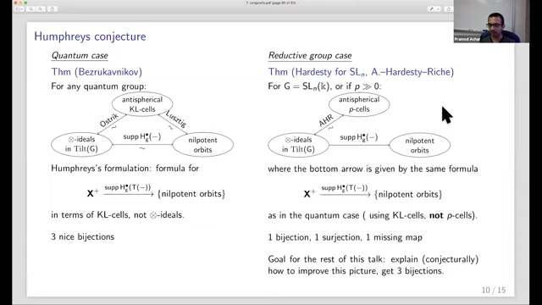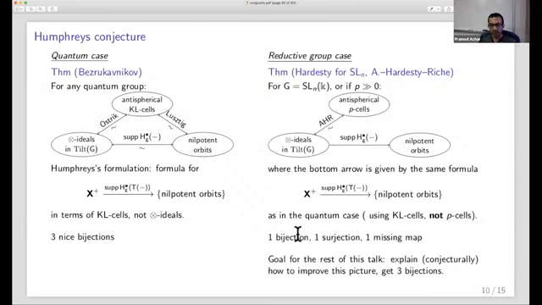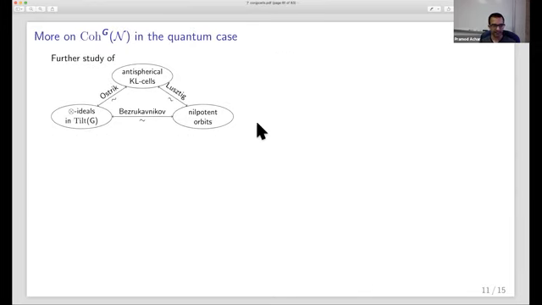Okay. Let's see. So right. So the goal for the rest of the talk is to explain how to spruce up this picture, and to do that, I want to get into some more details about what's going on in the quantum case. So this is the diagram of 3 nice bijections that we have in the quantum case.